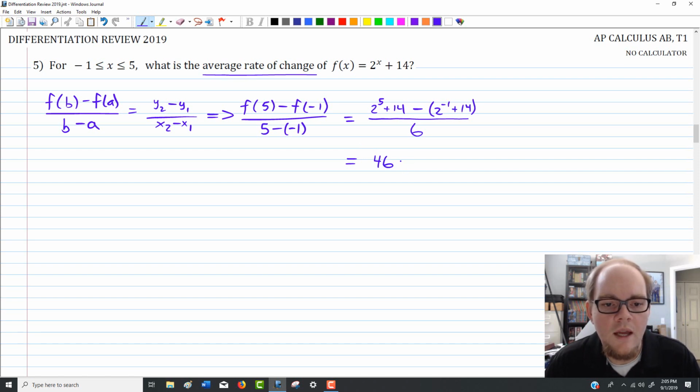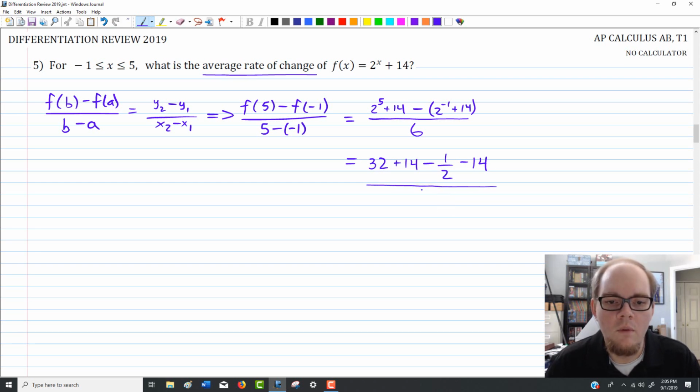On the next one, actually, let's do this. I just realized something. Do you see how there's a 14 there and a 14 there? They're going to actually simplify away. So I'm going to write it like this. 32 plus 14 minus whatever 2 to the -1 power is, minus 14. And as far as the 2 to negative 1, we can use the negative exponent rule and write it as 1 over 2 to the first, or 1/2. And then once again, all of this is over 6.